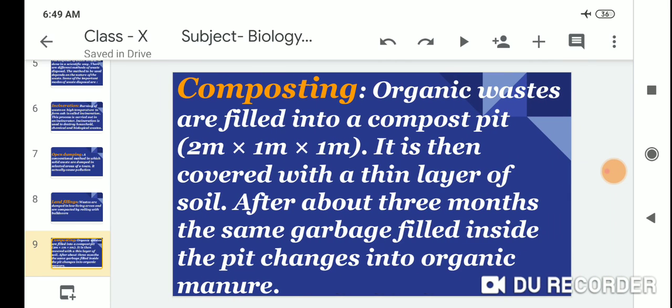Composting. In composting, organic wastes are filled into a compost pit of 2 by 1 by 1 meter. It is then covered with a thin layer of soil. After about 3 months, the garbage filled inside the pit changes into organic manure.